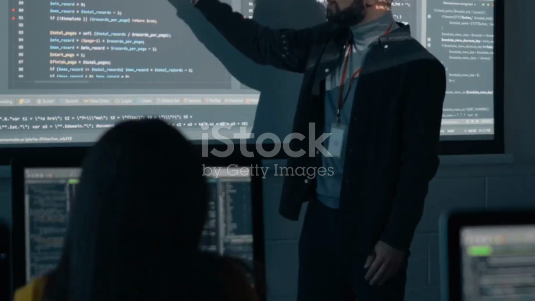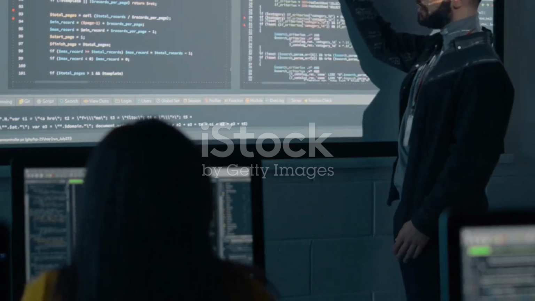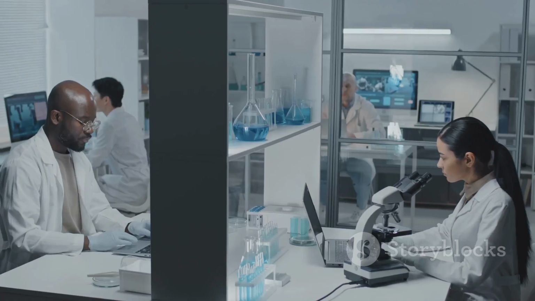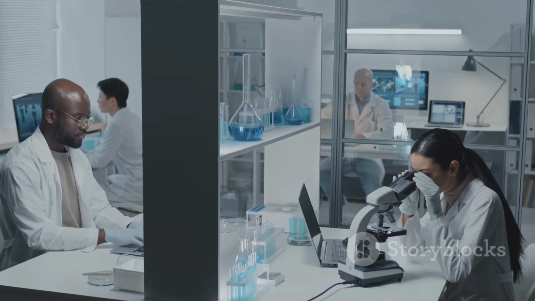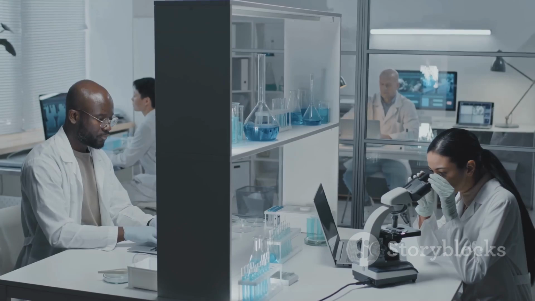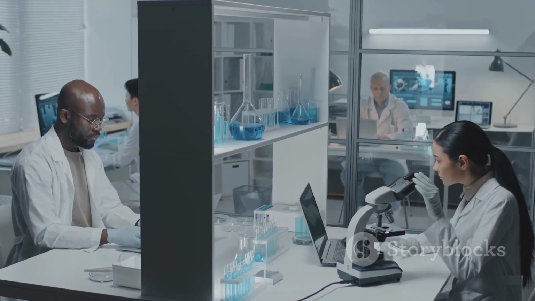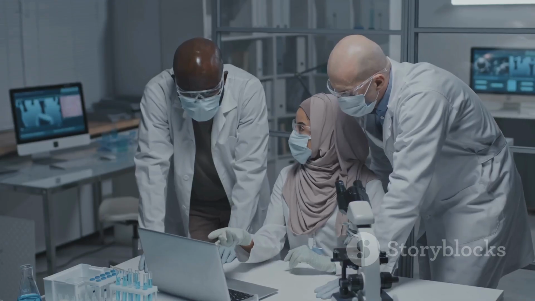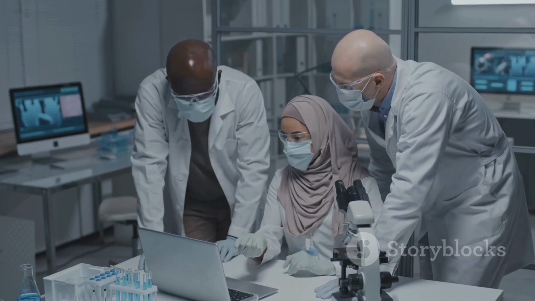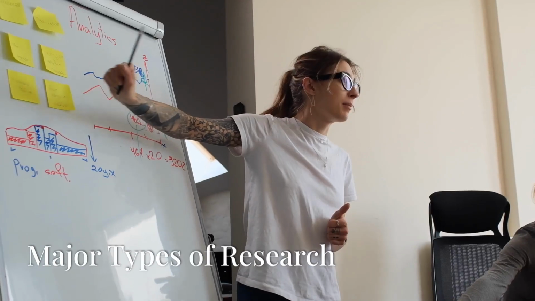Before we explore the types, let's start with a simple question. What is research? Research is a systematic process of collecting, analyzing, and interpreting data to answer questions or solve problems. It's the backbone of innovation, learning, and progress in almost every field.